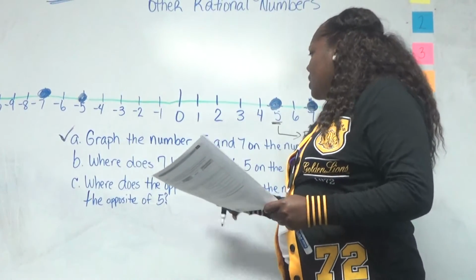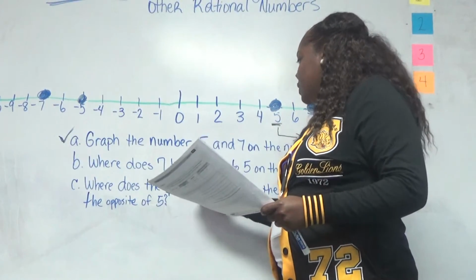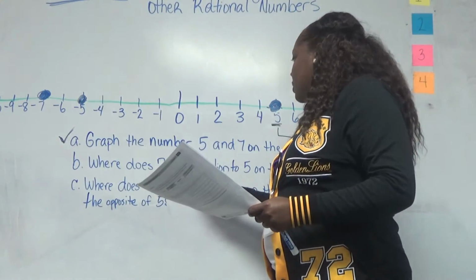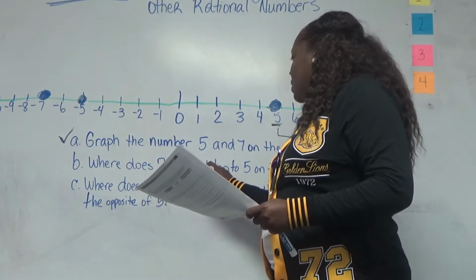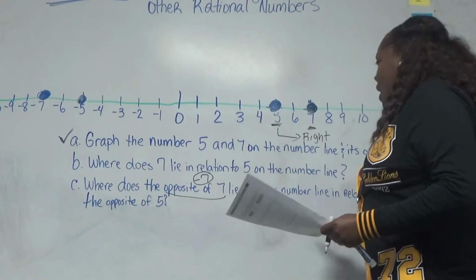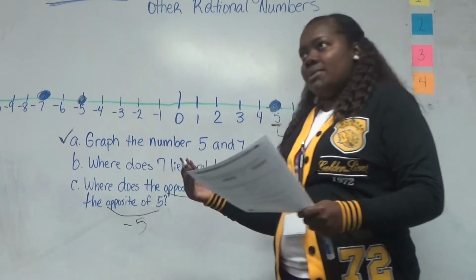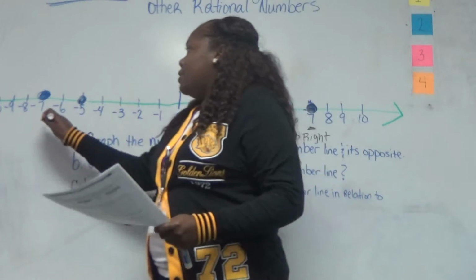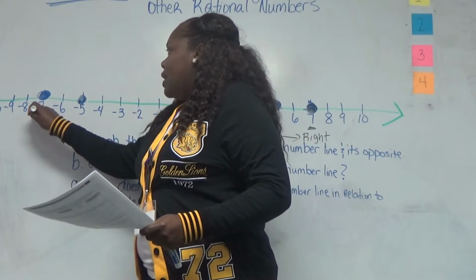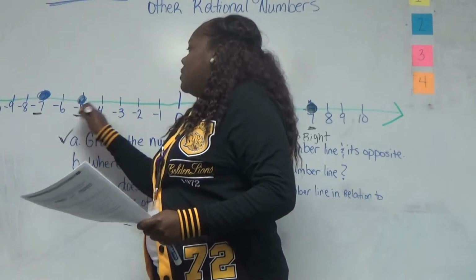Negative 7. So they want us to look at what here? The opposite of 7, which is a negative what? Negative 7. And then the opposite of 5 would be a negative 5. So those are the 2 numbers that we're looking at this time. I'm going to put a line under these 2 numbers: negative 7 and negative 5.